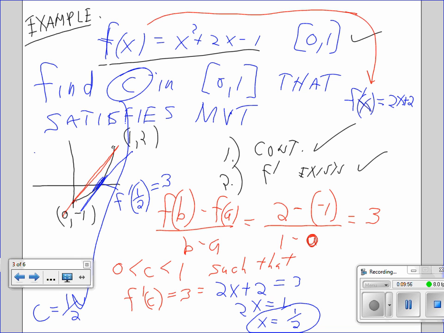At 1/2, you'll see the instantaneous slope of the curve is equal to the average slope of the curve, or the mean slope of the curve, the slope of the secant line, okay? And this is equal to f prime at 1/2.